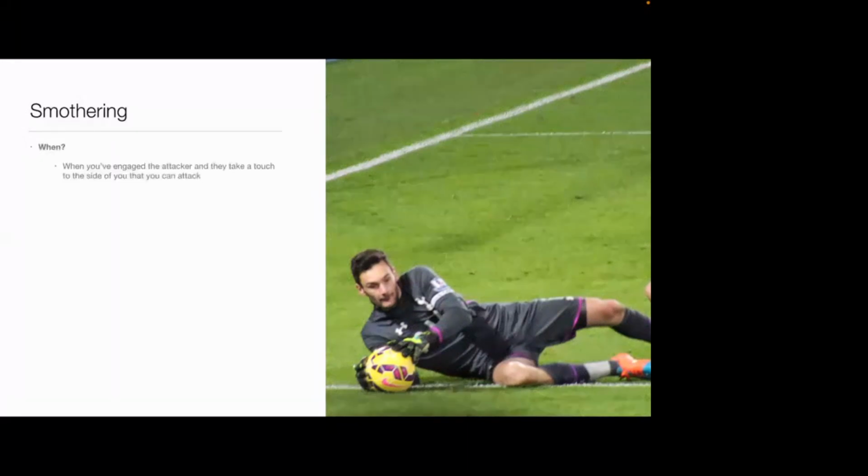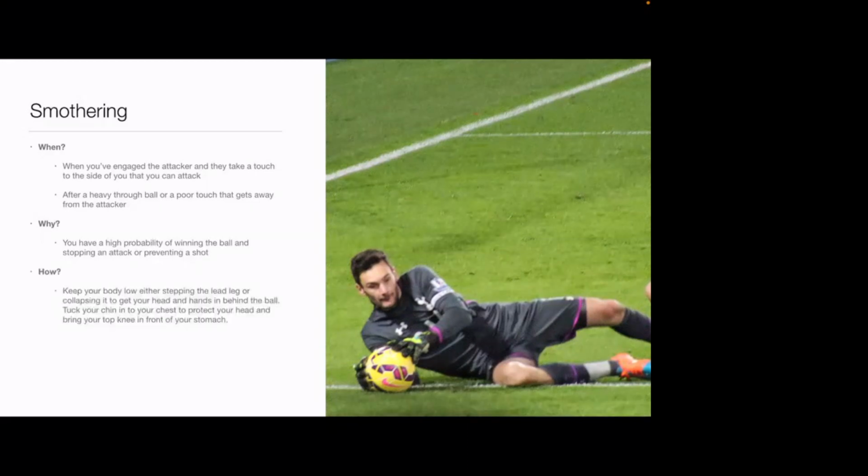So when are you going to smother? Either when you're close and you've engaged the attacker and the attacker takes a touch to the side of you that you can dive on or that you can attack, or after a heavy touch, a poor touch, or a heavy through ball the attacker hasn't yet got in control of, or the attacker's let their touch get away from them. So why would you do it? You've got a high probability of winning the ball and stopping an attack or preventing a shot.